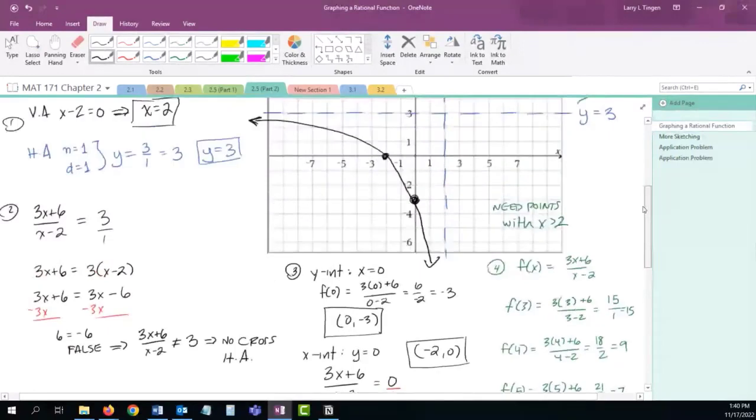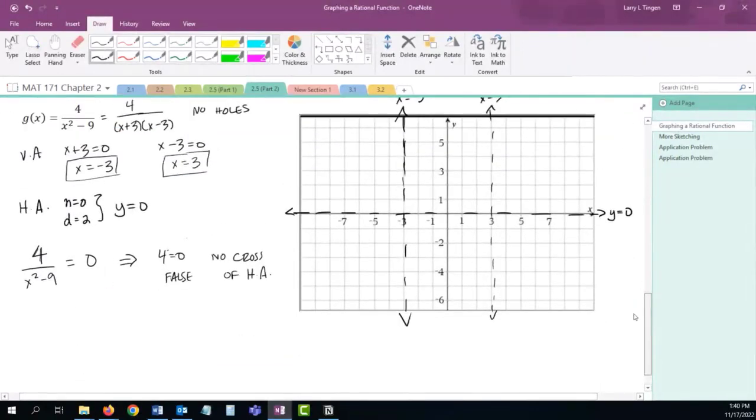Okay, next step, intercepts. That's step 2, that's step 1. Step 3 was the intercepts. So let's go after that y-intercept first, which means I'm going to let x be 0. So what do I have? 4 over 0 squared minus 9. 0 squared is 0, 0 minus 9 is negative 9. So I'm looking at the point 0, negative 4/9.